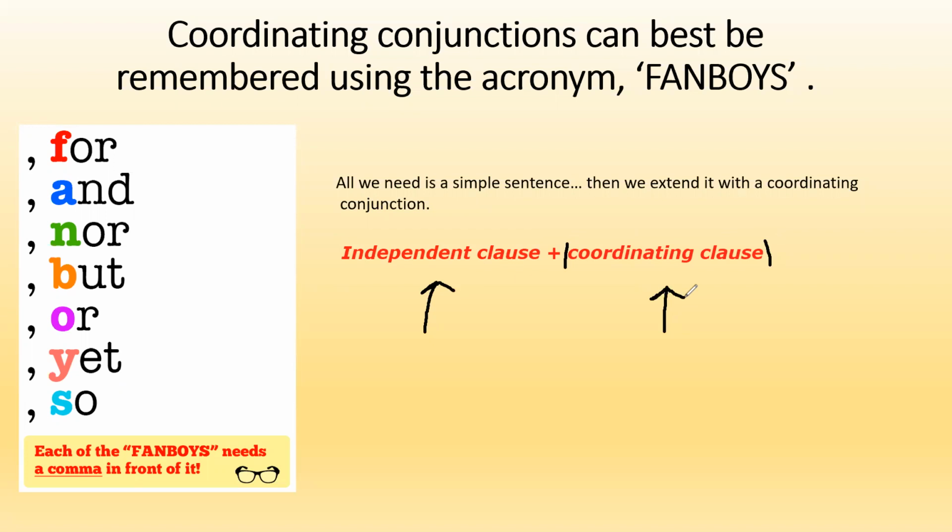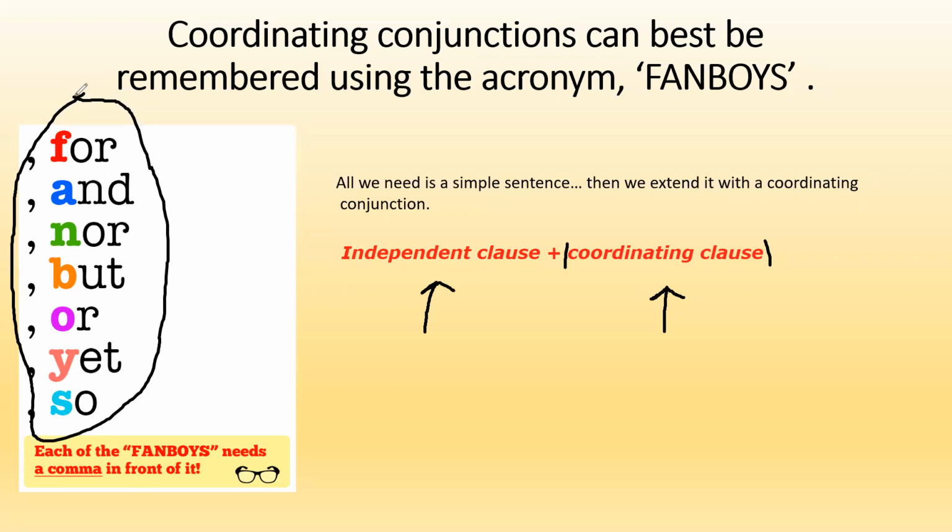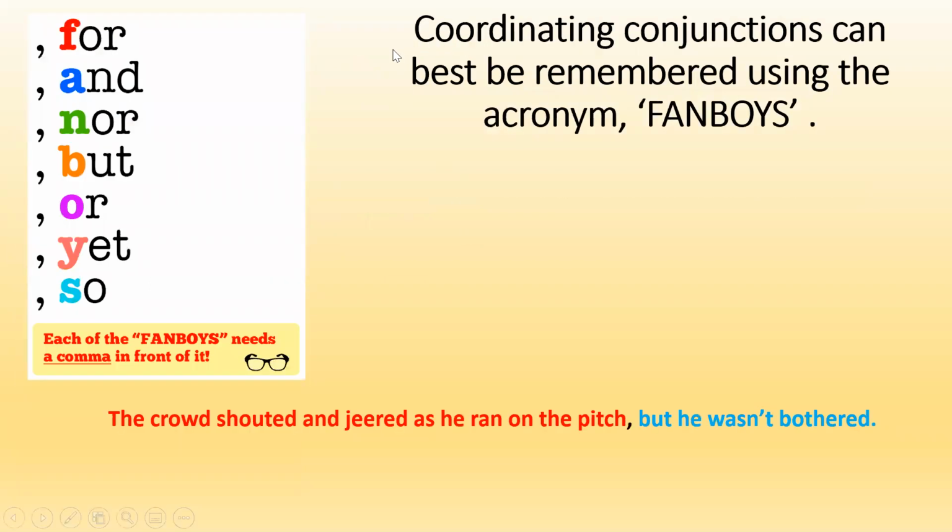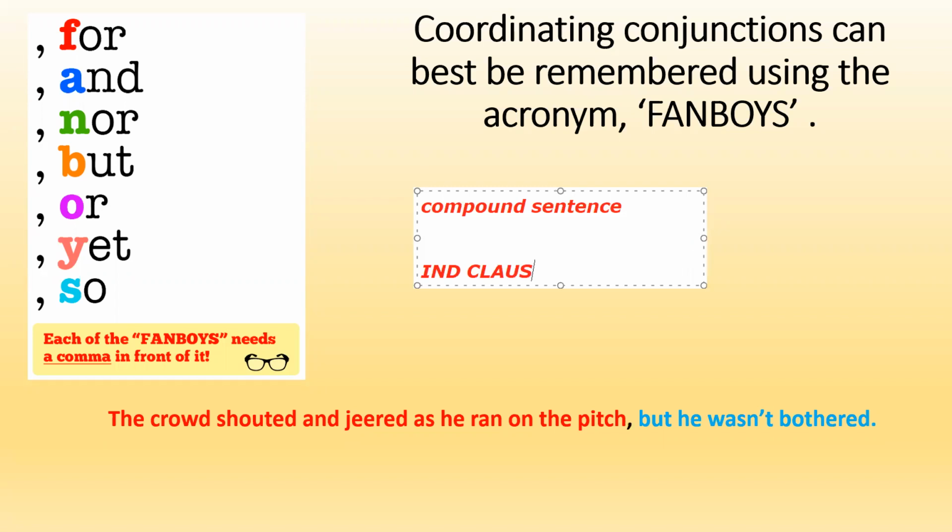Now, to make a coordinating clause, all you have to do is think of a simple sentence or an independent clause, and then add one of these coordinating conjunctions to that sentence. So we're going to look at some examples. If we look at the bottom sentence, it says, the crowd shouted and jeered as he ran on the pitch, but he wasn't bothered. Now remember, a compound sentence has an independent clause followed by a coordinating clause, right? So let's see if that sentence below has those things.